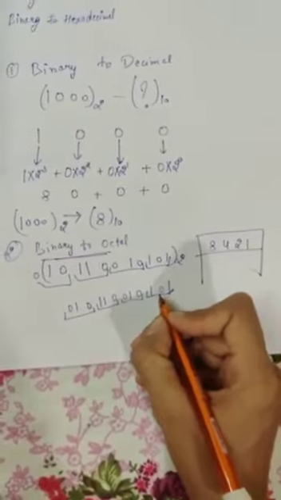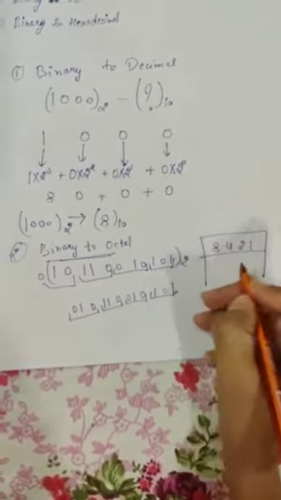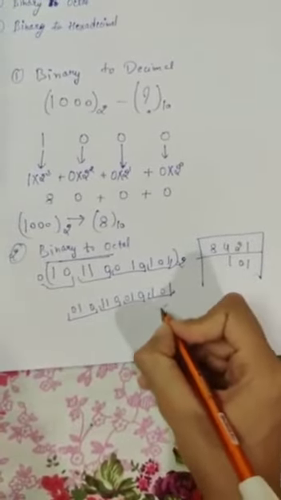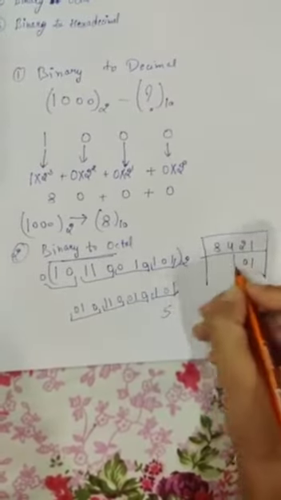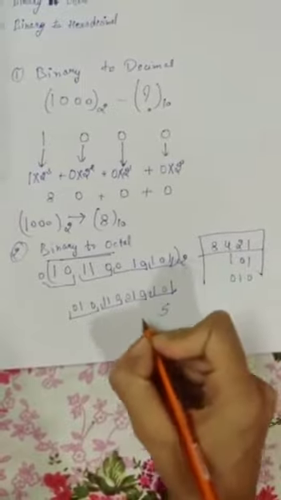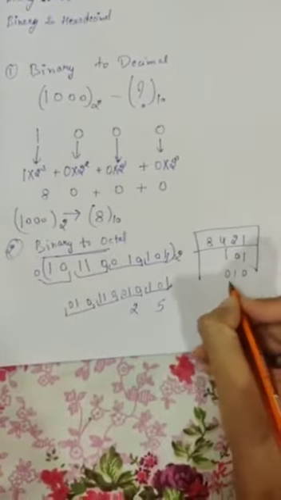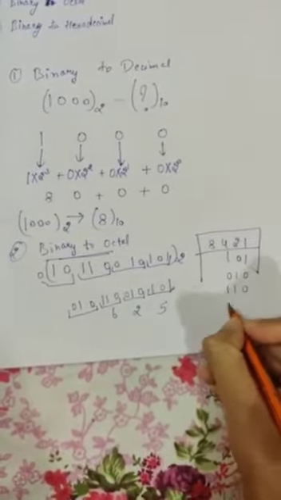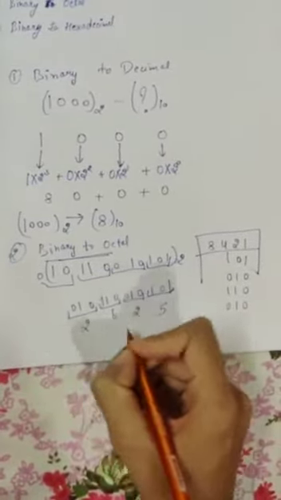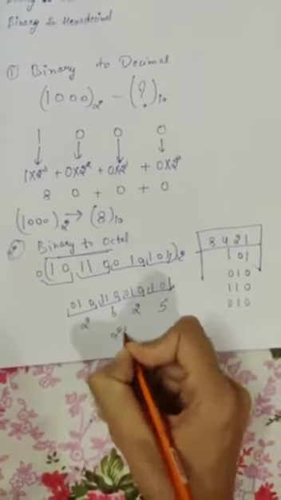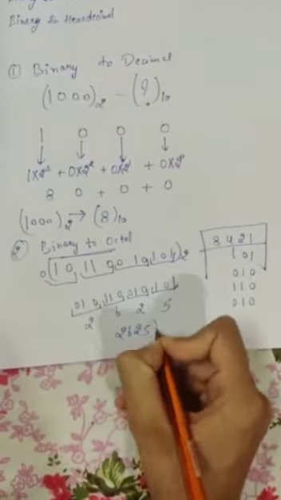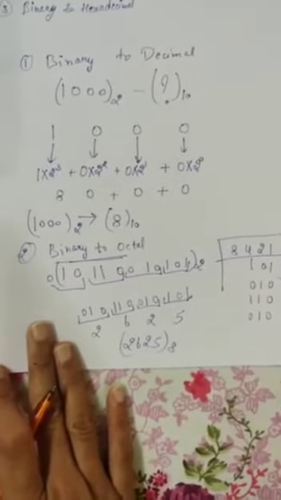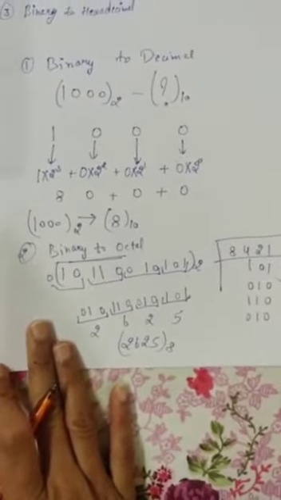The value of 101 is 4 plus 1, which is 5. Again the value of 010 is 2, the value of 110 is 6, and the value of 010 is 2. So the octal number is 2625 and the base is 8. This is how we can convert a binary number to an octal number by using groups of 3-bit codes.